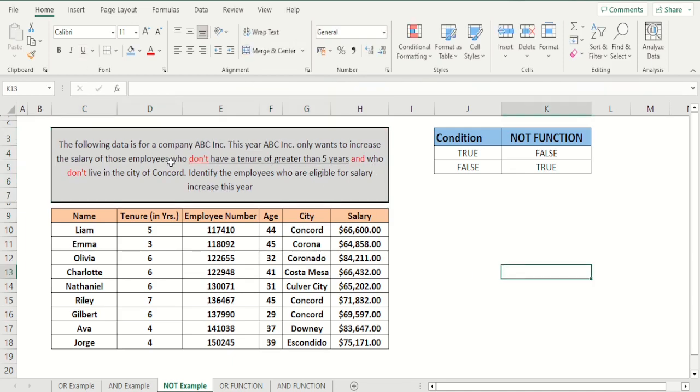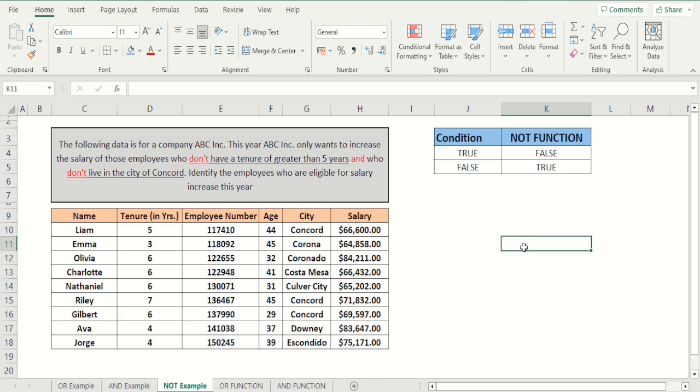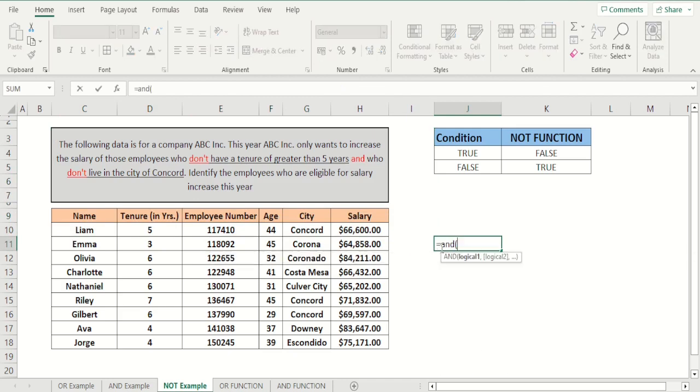Our second base condition here is do not live in the city of Concord. Let's mark that as well. All right, so now both the conditions are marked here. Now let's see how this works. Also bear in mind that they are joined together by the keyword AND. So let's begin. Employees who do not have a tenure of greater than 5 years.